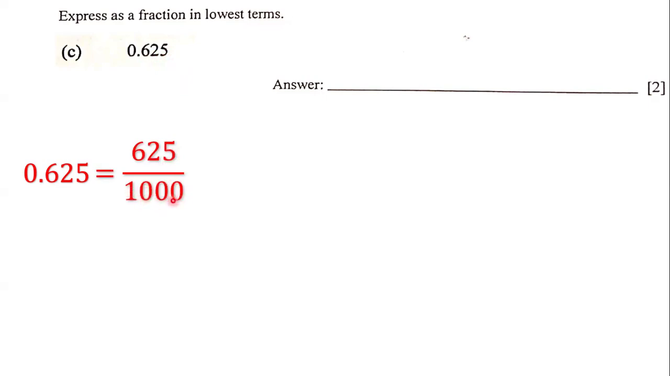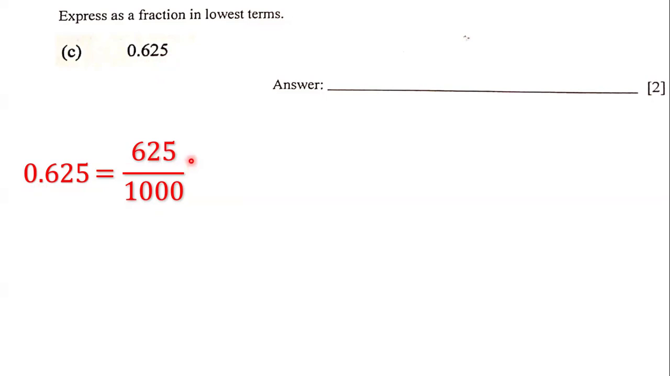And notice that there are 3 zeros. The reason why we put the 3 zeros is because there are 3 numbers behind the decimal point. And so that's why we take 625 and put it over 1,000. And it makes sense because 6 is in the 10th place, 2 is in the 100th place, and 5 is in the 1,000th place. And so what we have here is 625 over 1,000, and that's 0.625 expressed as a fraction. And so what we have to do is simplify this fraction.